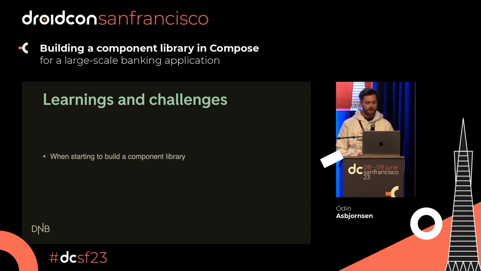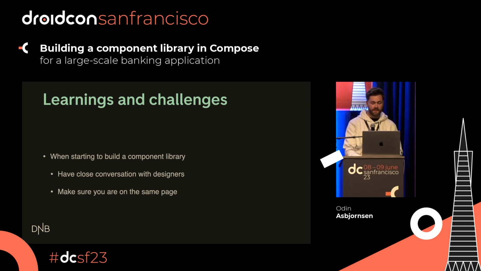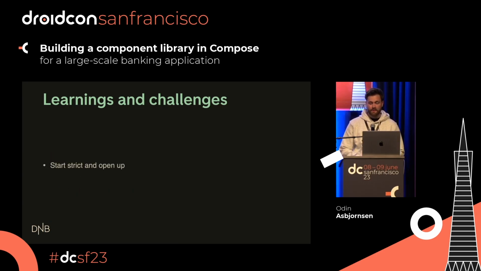Also, when starting to build a component library, it was key for us to have close conversation with the designers to make sure that you were on the same page. Also, when you do library development and make APIs in Compose, for us at least, it was key to start strict and then open it up more, rather than starting open, because it was harder to close up the APIs if the user already was depending on this being loose.